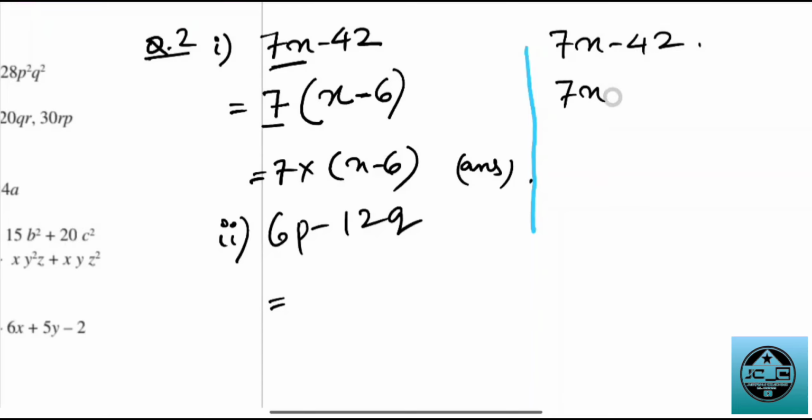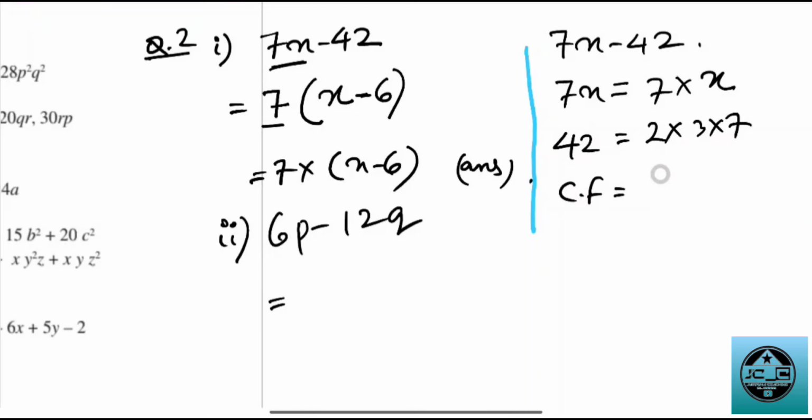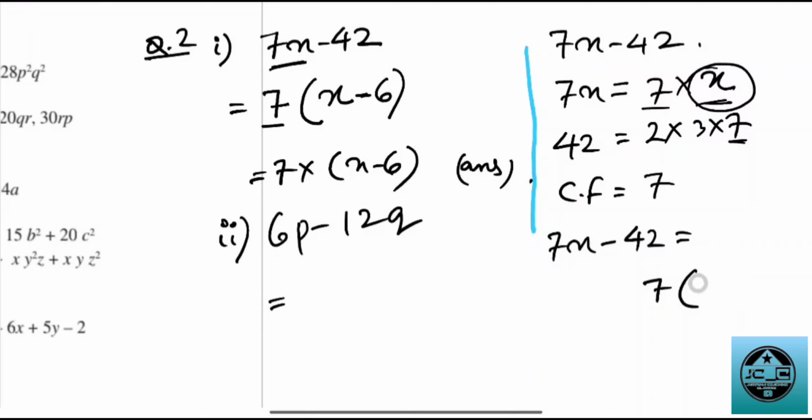First term is 7x, 7 into x. The second term is 42, 2 into 3 into 7. What is the common factor? Common factor is 7, isn't it? So if you take 7 out, what else do you have? Here you have x, minus, you have 2 into 3, 6. Clear? So it is the factorization, the same thing but in different methods.